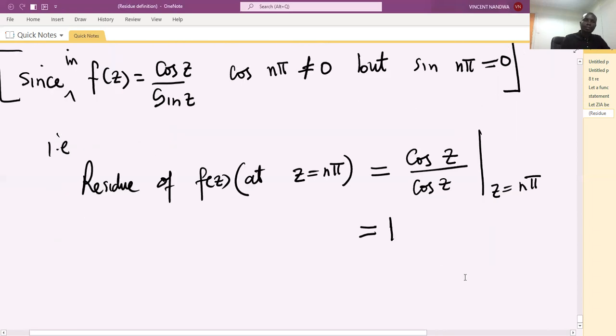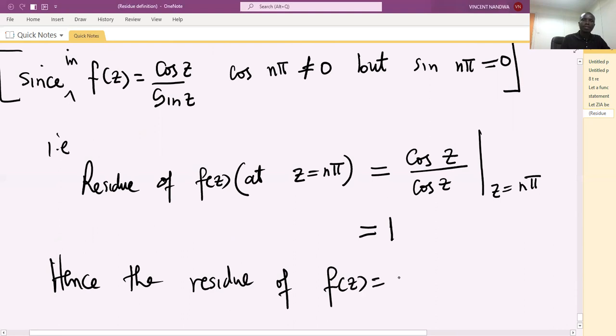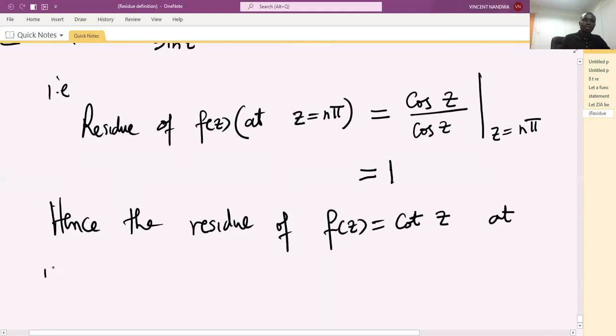So hence, the residue of f of z given by cot z at its poles, which are given by n pi, is 1. So that's the solution. Thank you.